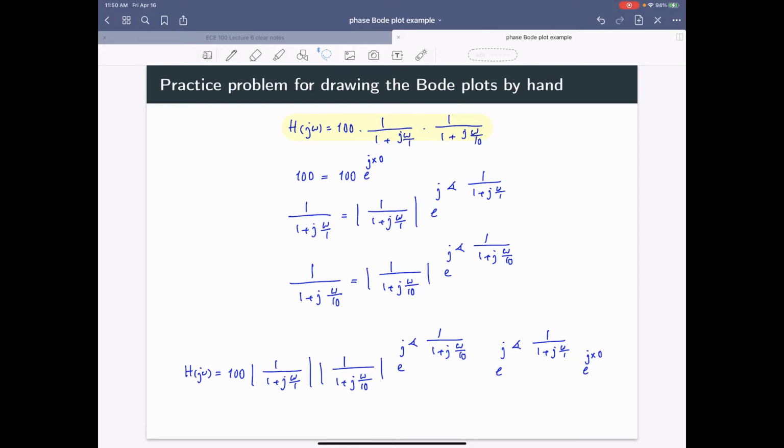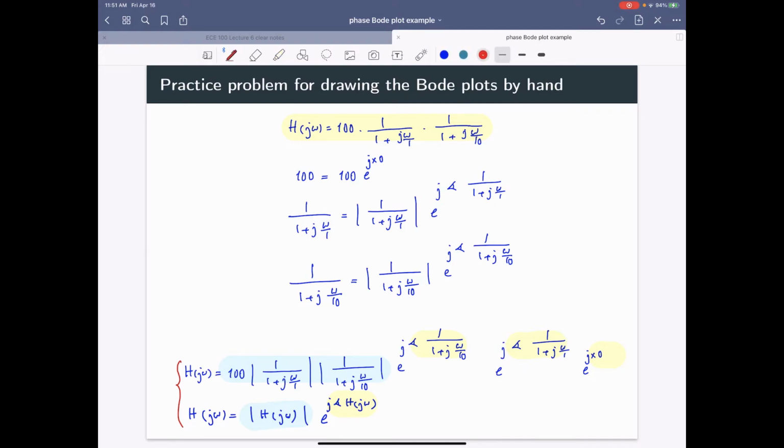So with that, now you can compare this function. We knew that H of j omega is equal to the magnitude of H of j omega multiplied by the angle of H of j omega. So if you compare these two with each other, you're going to see that the magnitude of H of j omega is equal to the multiplication of these three functions, and the angle of H of j omega is equal to this one plus this one plus this one.